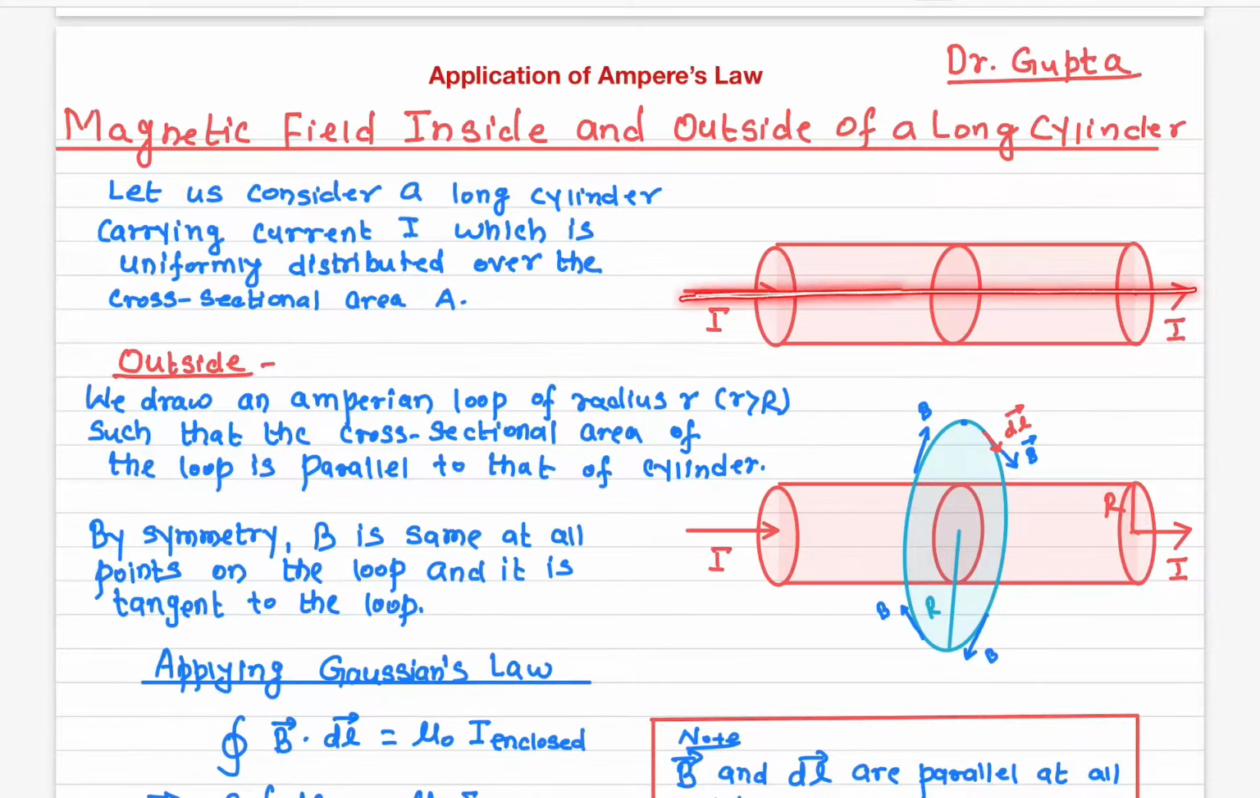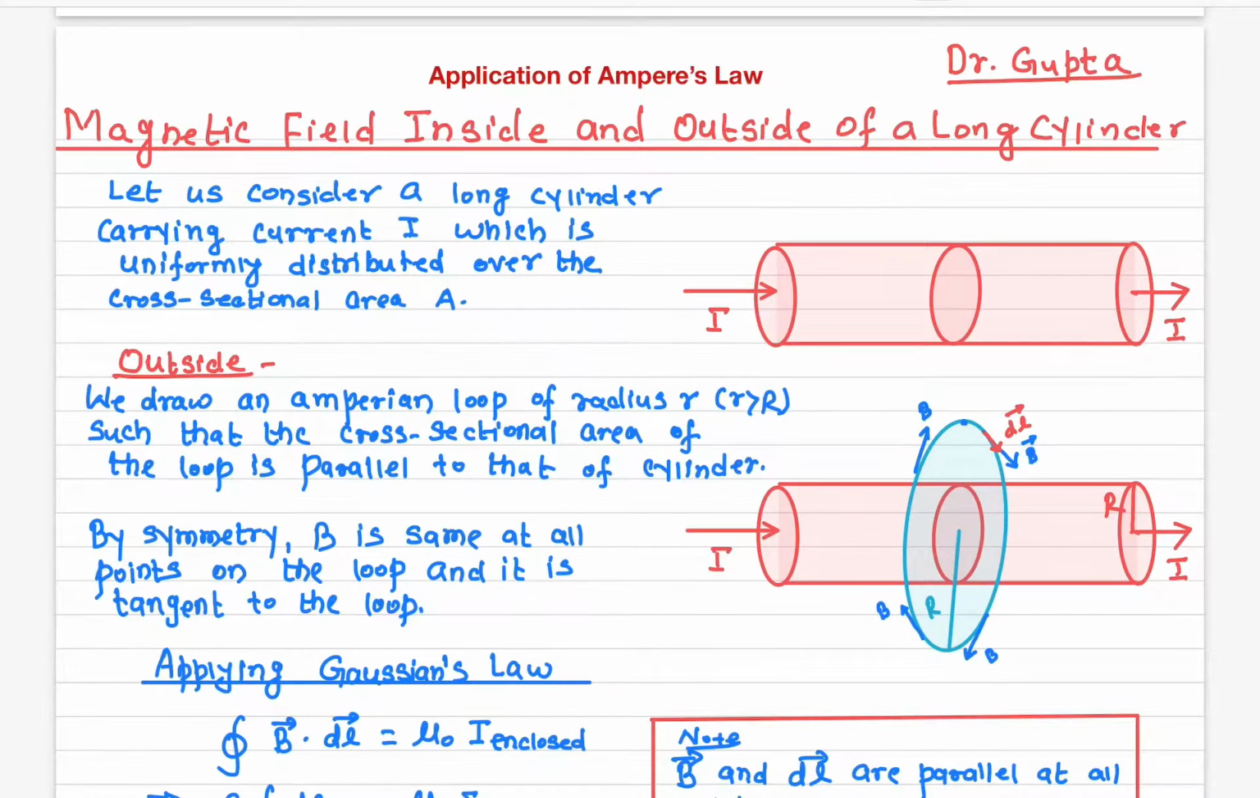So here we have a cylinder and it is carrying a current I. And we have to find out the magnetic field outside the cylinder and the magnetic field inside the cylinder. And remember, this is a long cylinder and our goal is to find out the magnetic field outside the cylinder and inside the cylinder using Ampere's law. Let's first start with the outside.